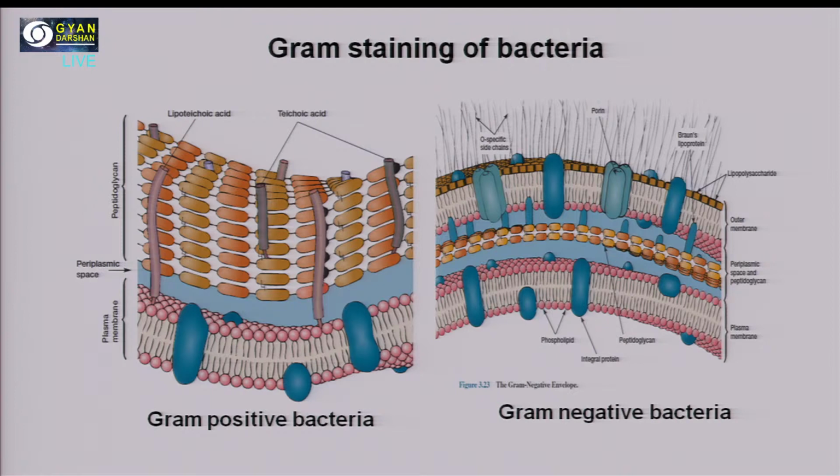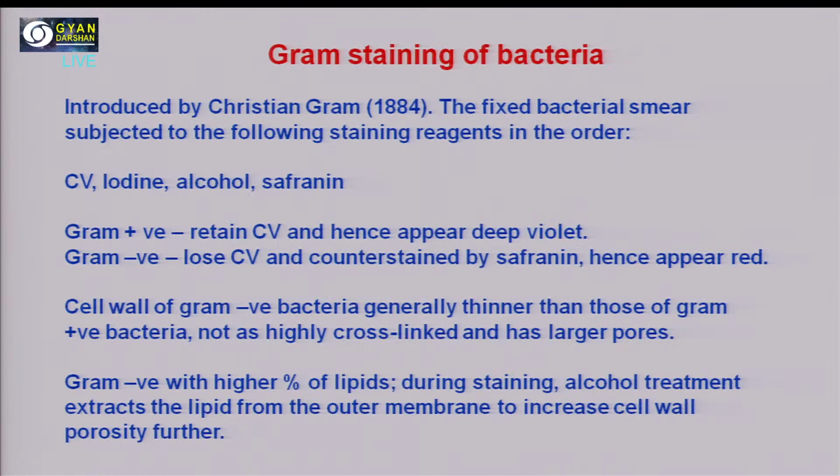Lastly, I will come to another important technique, that is gram staining, which is very important in order to distinguish between a gram positive bacteria and a gram negative bacteria. Before you go for gram staining, you have to understand the principle. The gram staining technique was introduced by Christian Gram in 1884, and here the fixed bacterial smear is subjected to the following staining reagents: crystal violet, iodine, alcohol, safranin.